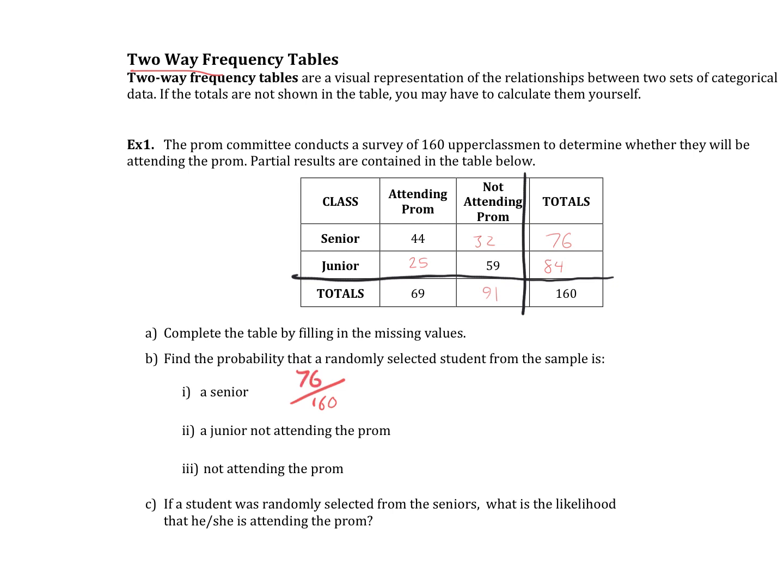A junior not attending the prom. Again, out of 160, we got juniors not attending the prom. That's right there, the 59. Those are the juniors not attending the prom. And just not attending the prom in general out of 160, that is the 91.